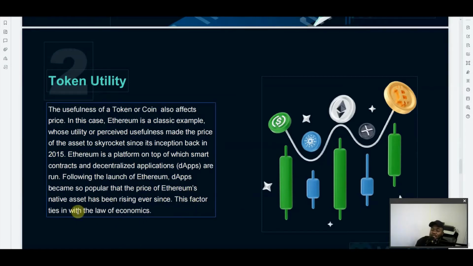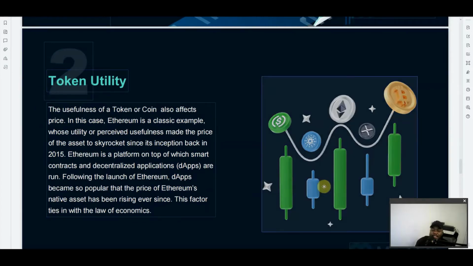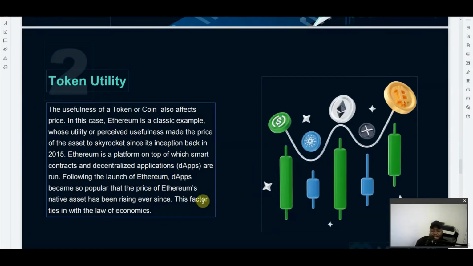The factors in the lore of the factors tie in with the lore of economics. Two things happened here which I want you to pay attention to. Ethereum has a good utility, and that increases the demand. Because of the utility of Ethereum, the demand increased, and because the demand has increased, it affected the unit price of Ethereum. And that's what you need to look out for.